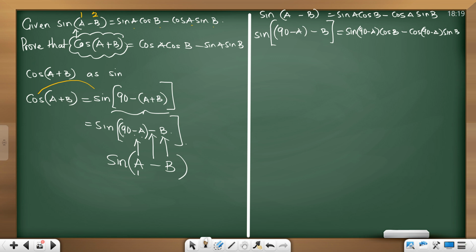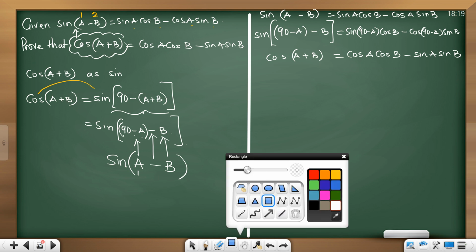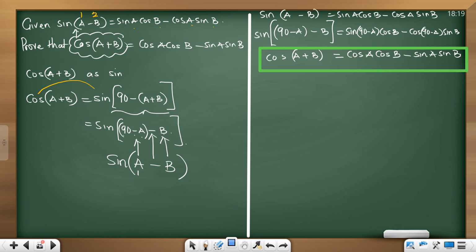But what is sine 90 minus A? Once I see a 90, change the trig ratio. What is this? Cos A. Cos B. What is cos 90 minus A? Sine A. Sine B. And this whole thing is the same as cos A plus B. I am done. That's my proof. 3 marks. So you bring the one and they say prove that cos A plus B. You bring the cos A plus B down.